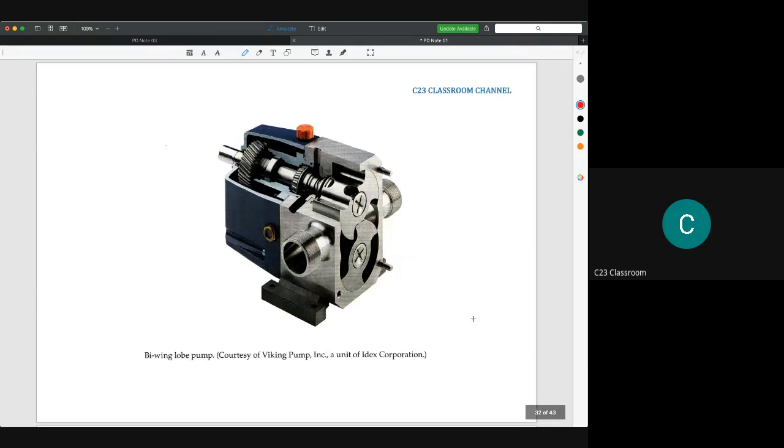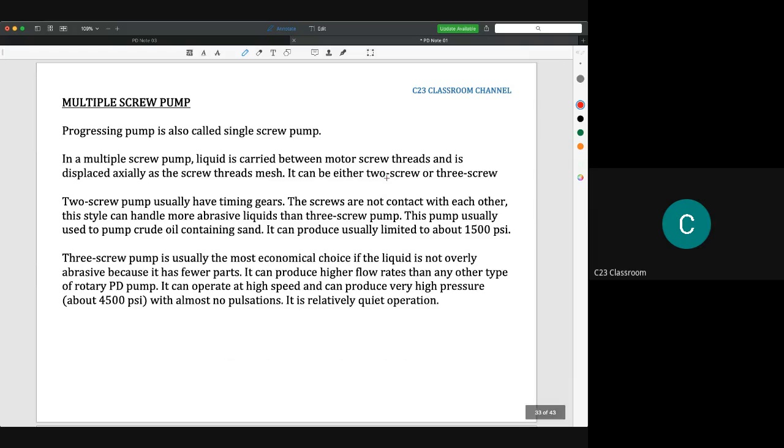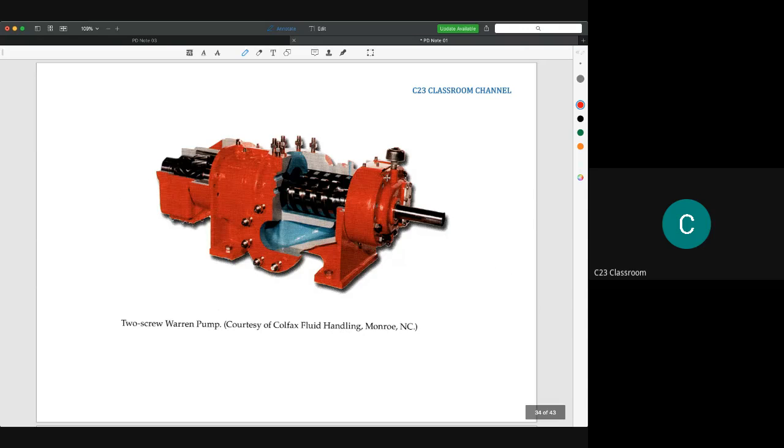Okay, so this is another type of lock pump. So I think you could explain the usage of this one, the mechanism. And then this is the multiple screw pump. So this idea might be the same as the sinusoidal pump.